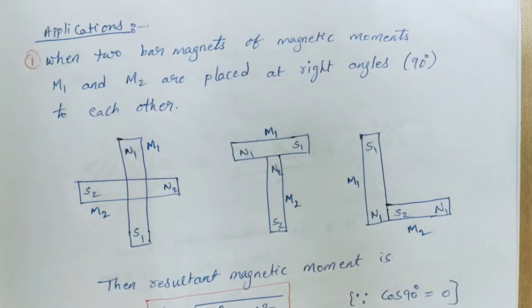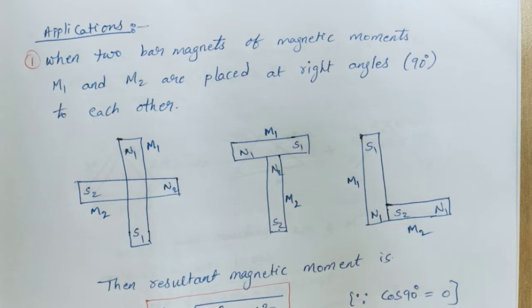Good morning, students. In the last class, different combinations of magnets were discussed. When two magnets having magnetic moments m1 and m2 are joined together with like poles touching, the new magnetic moment is represented as M dash is equal to root over m1 square plus m2 square plus 2 m1 m2 cos theta. One formula we already mentioned in the last class.